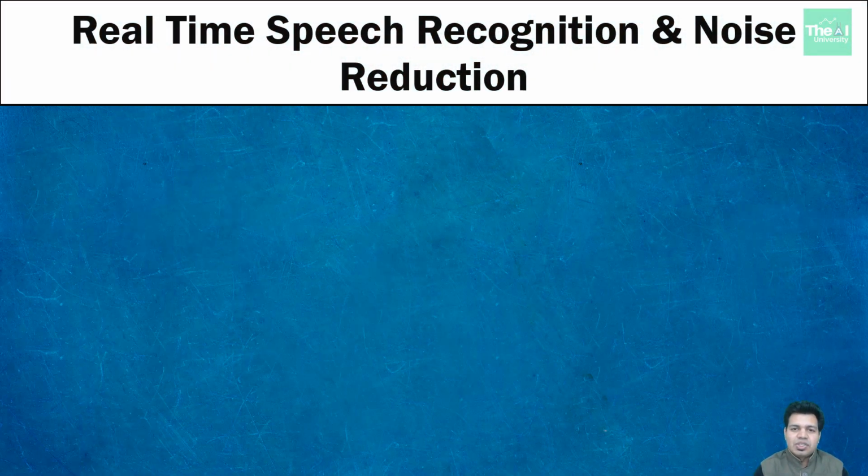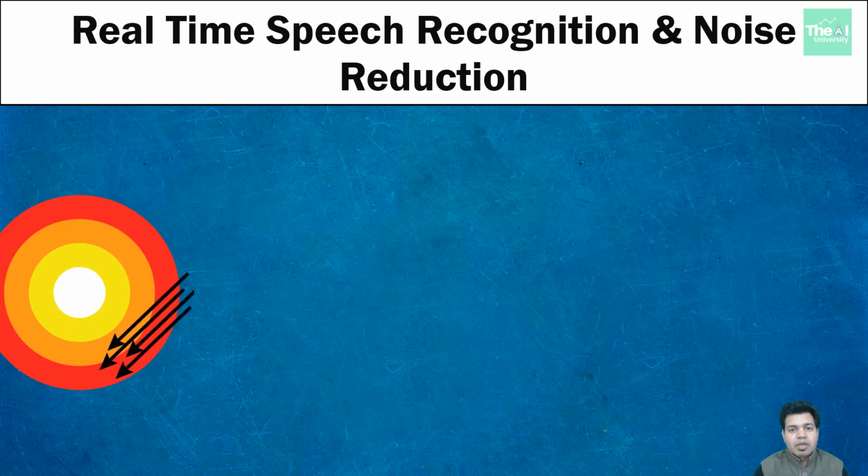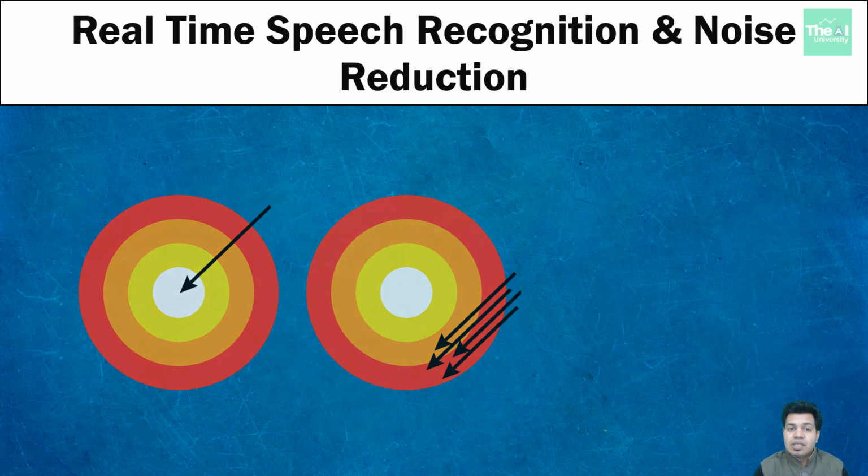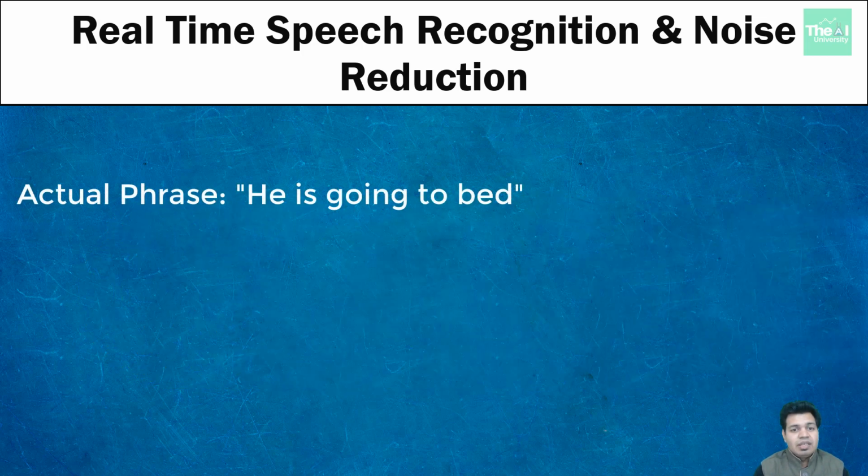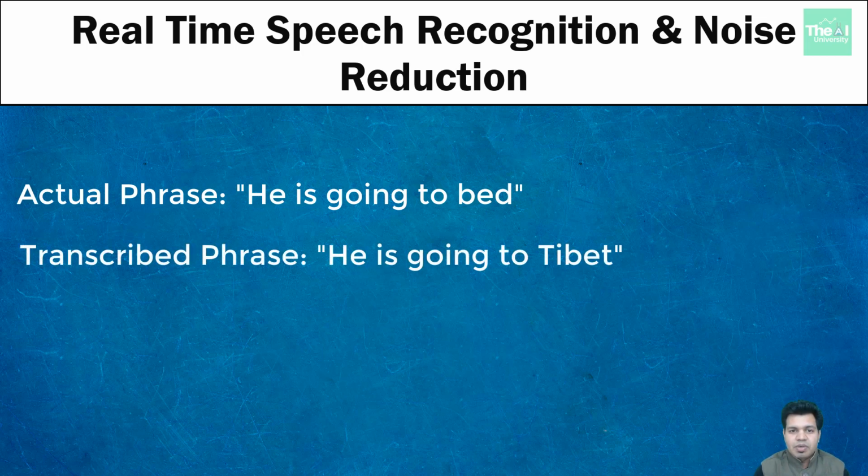When it comes to speech recognition, accuracy is one important metric. Because if your speech recognition system understands something and transcribes it into the wrong text, then it may create a big blunder. Consider a phrase, "He is going to bed." Now, if a speech recognition system has bad accuracy due to some noise, then it may transcribe this phrase as "He is going to Tibet," which altogether has a different meaning. So if noise in speech is not treated well, then it may reduce the accuracy of speech recognition applications significantly. Hence, it is very important to remove the noise from speech.